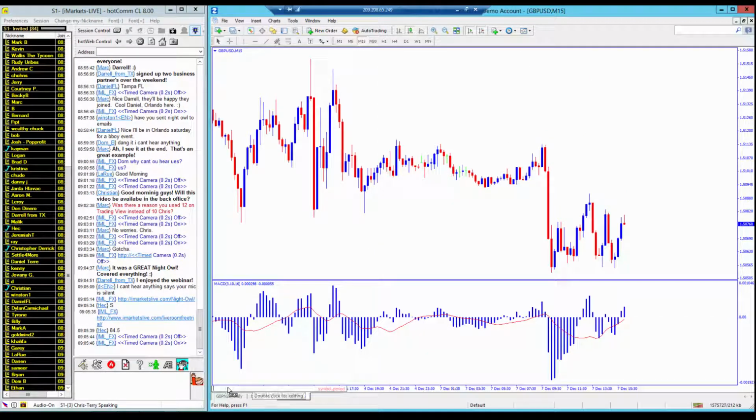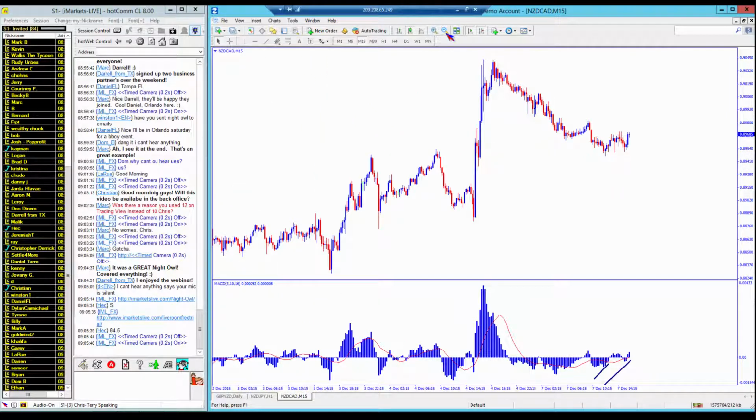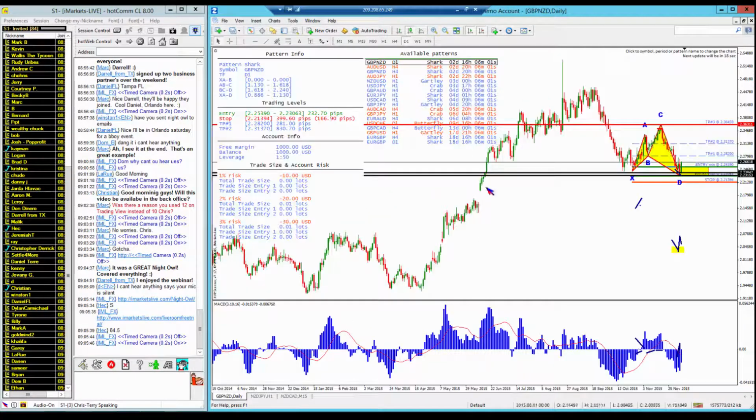Let's see. Give me another pair. NZDCAD. This market, when it shifted last week, it really messed up the charts a bit. So let's continue here.